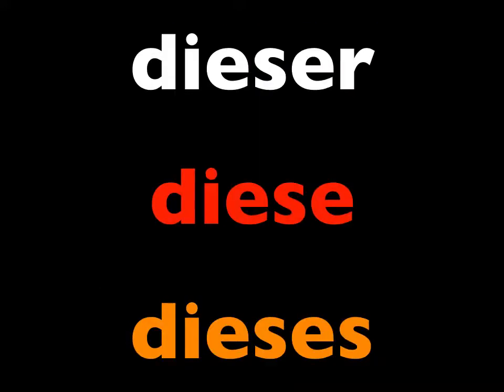We also practiced the words for this. Dieser for masculine nouns, diese for feminine nouns, and dieses for neuter nouns. We didn't practice it with time elements, however. With time elements, just like with the word jeder, we need to change the masculine dieser to diesen.